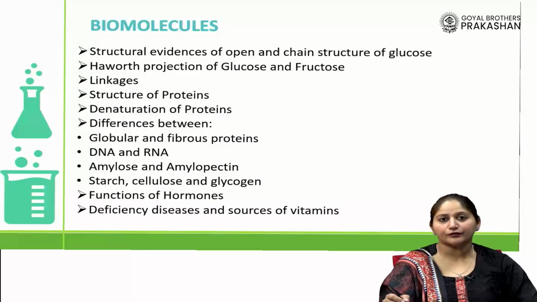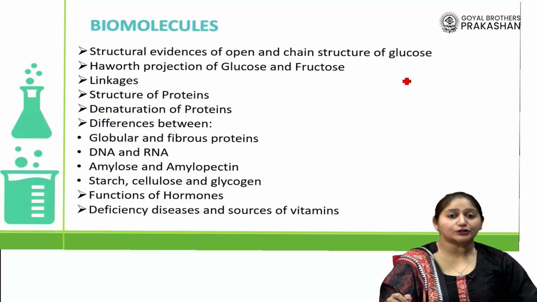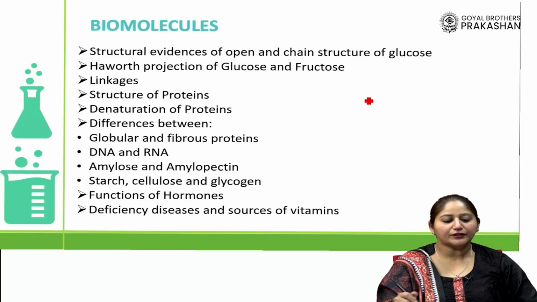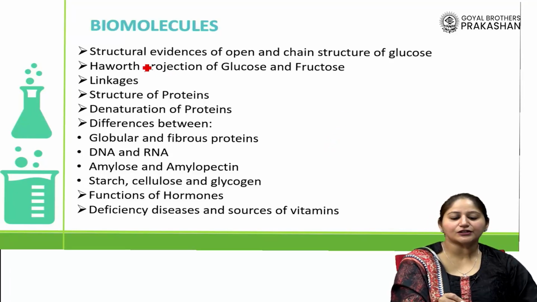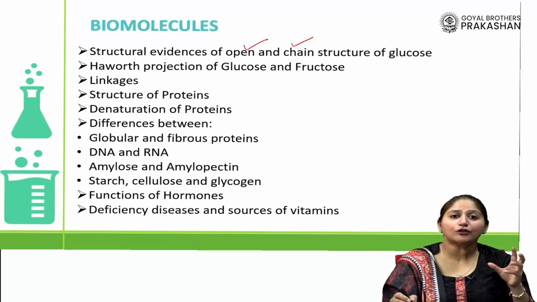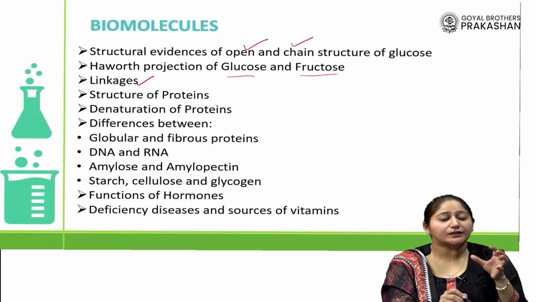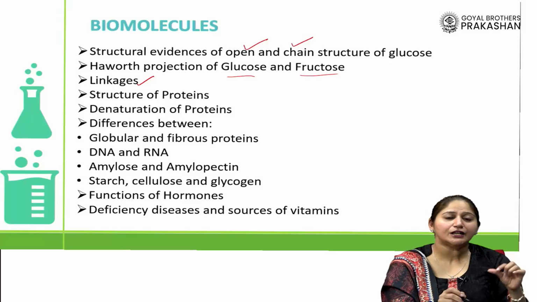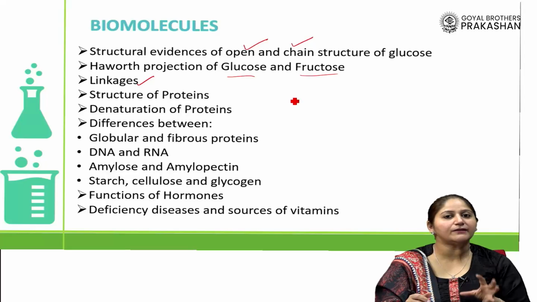Children, the last chapter from book 2 is biomolecules. Biomolecules is also important. Do not try to skip this chapter. Definitely these are the important topics you should take care of. First is structural evidences of open and closed chain structure of glucose, right? Then how to draw a Haworth projection of glucose and fructose. What are the linkages between 2 monosaccharides, proteins, that is what is the linkage present between 2 amino acids, then what is the linkage in DNA and RNA, you should be well aware of.